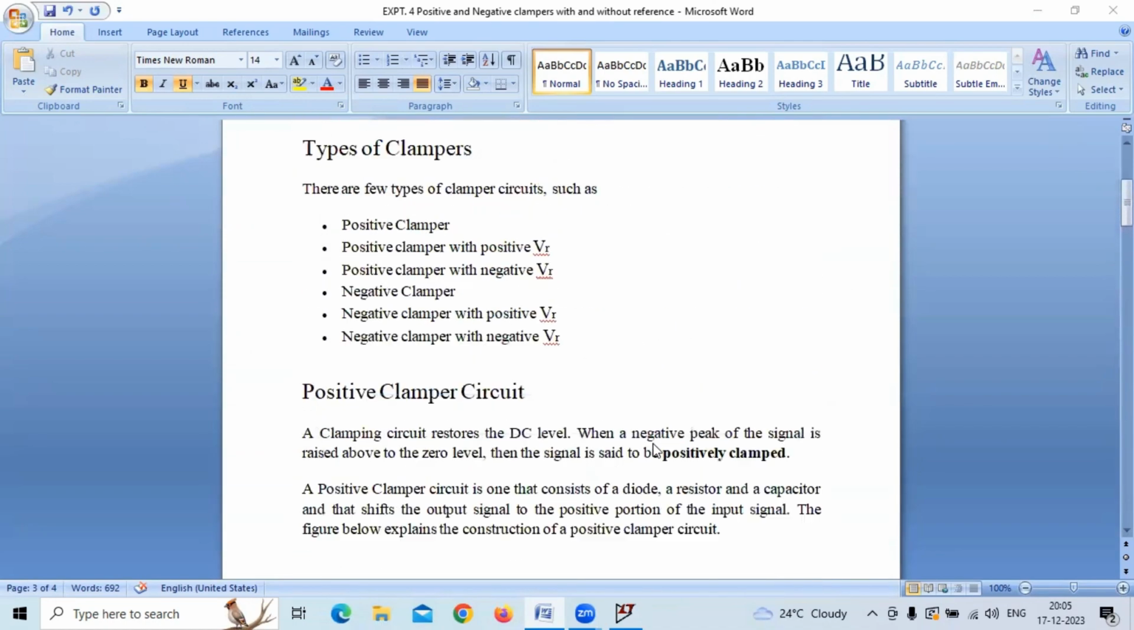Basically, there are two types. One is positive clamper and negative clamper. And applying biasing means depending on what kind of DC bias we apply, we can classify it into two, like positive clamper with positive bias and with negative bias. Again, the negative clamper with positive bias and with negative bias. In our experiment, we are just performing positive clamper and positive clamper with positive bias, negative clamper with negative bias.